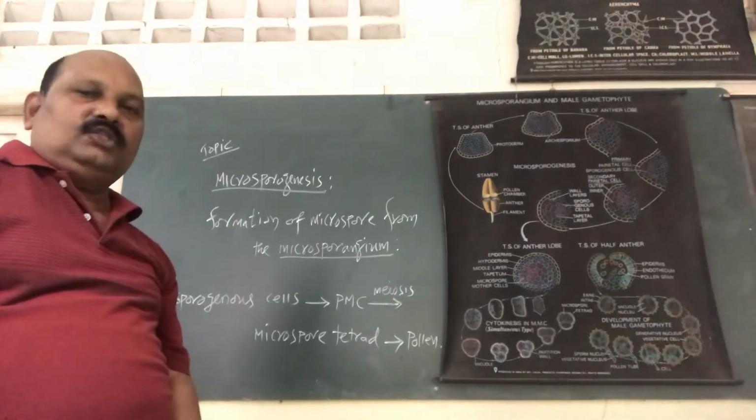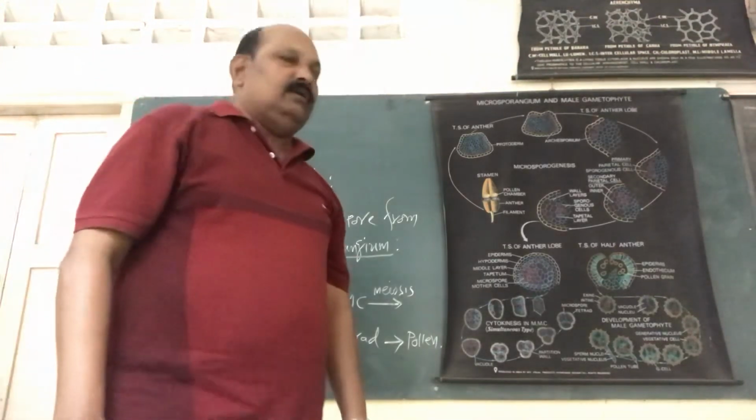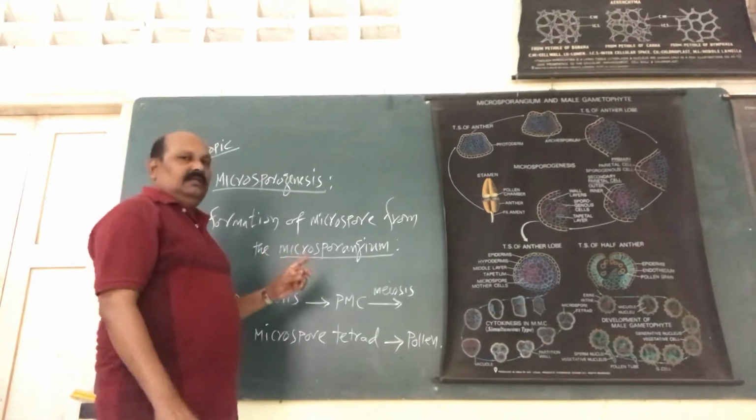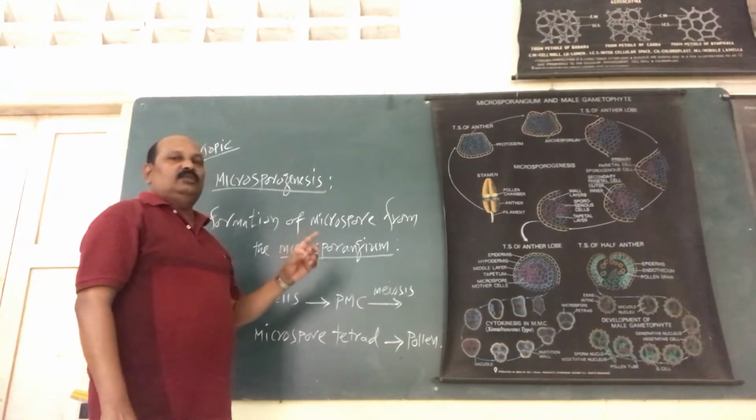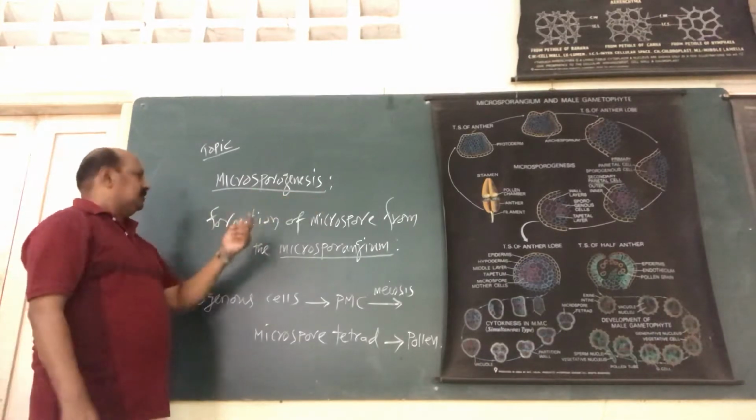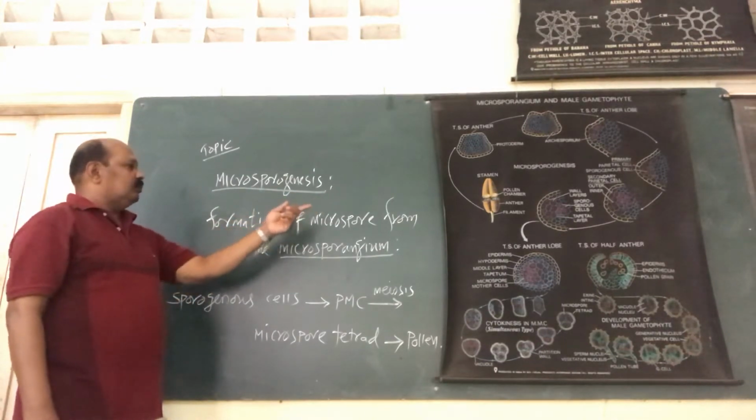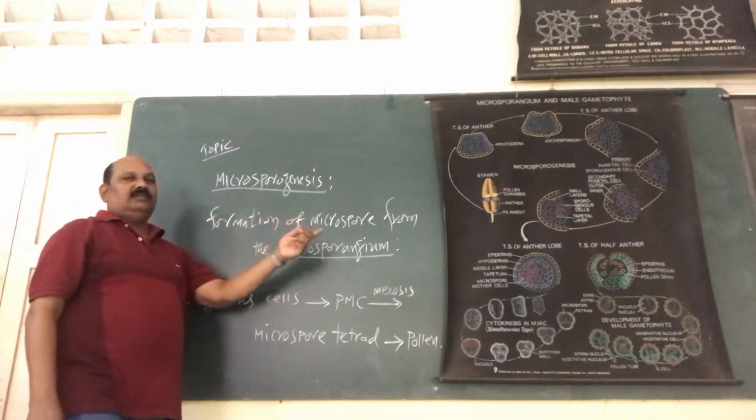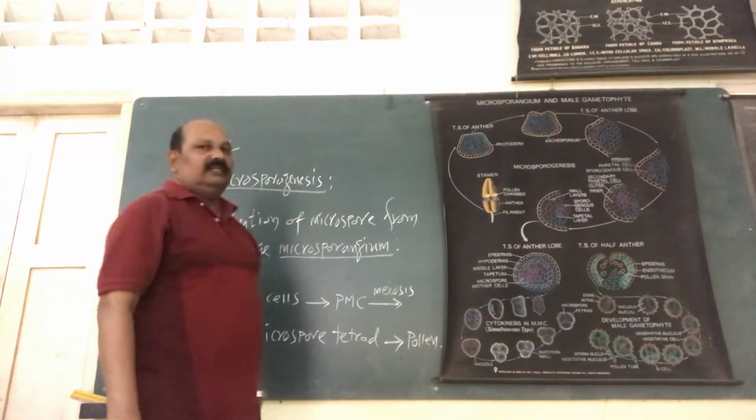Hello everybody, today let us see the microsporogenesis in sexually reproducing angiosperm plants. First of all, what do you mean by microsporogenesis? Formation of the microspore from the microsporangium is known as microsporogenesis.